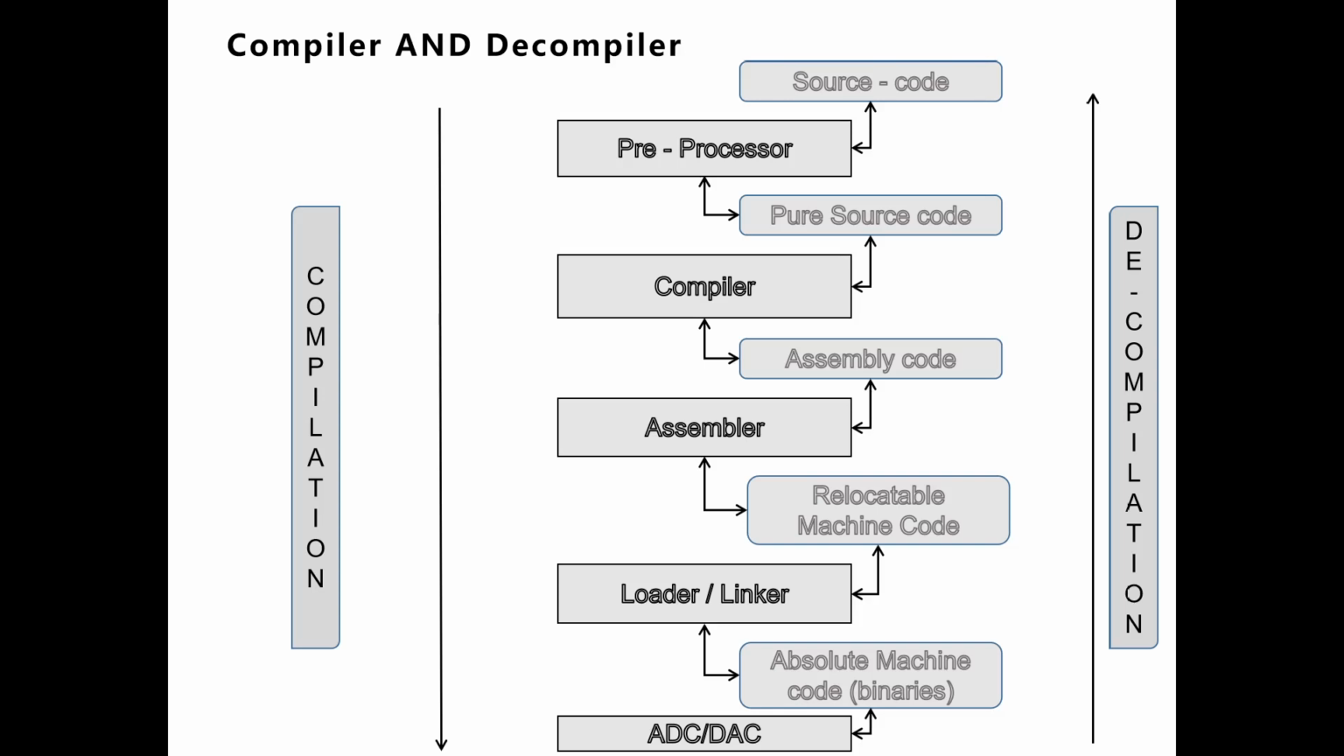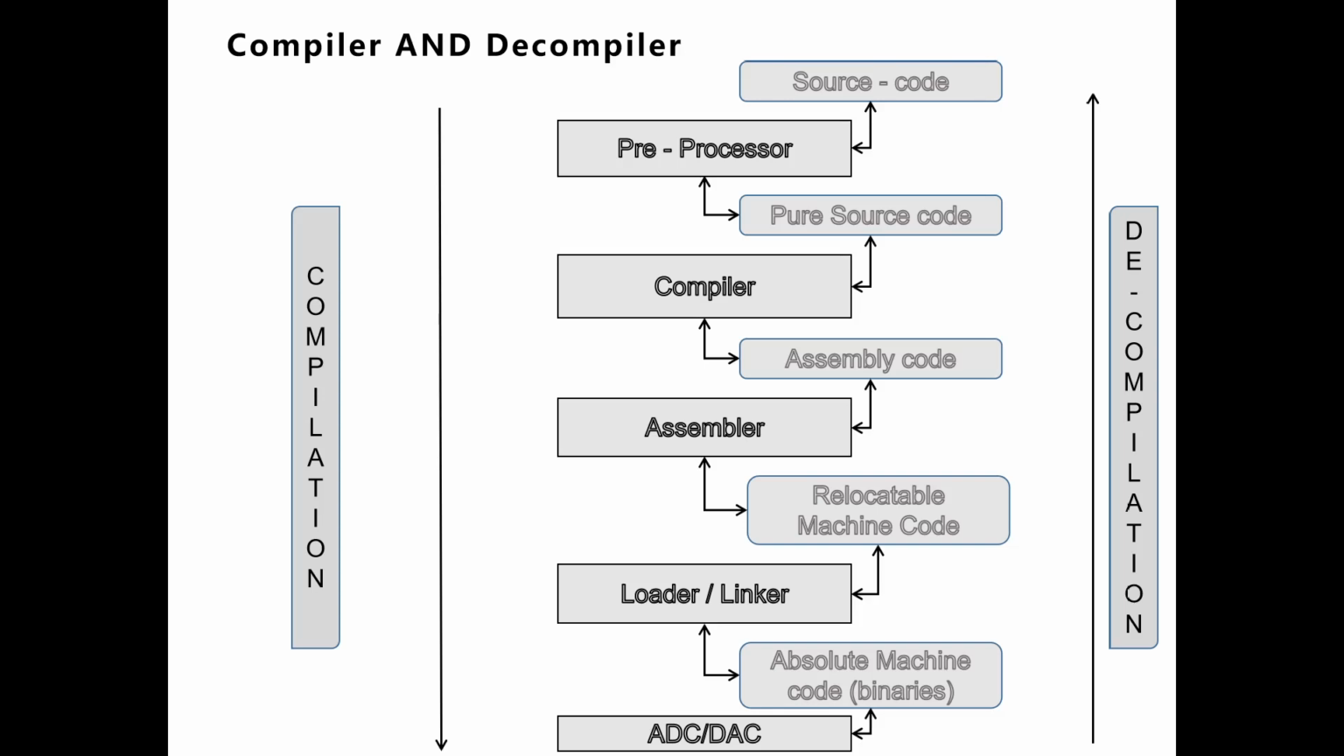Now there it is called relocatable machine code. Relocatable means this machine code can be understood by any machine of the same type. So if you take this code and provide it to some other machine, it will understand. That's why it is relocatable. Now that machine code is given to the loader or linker.